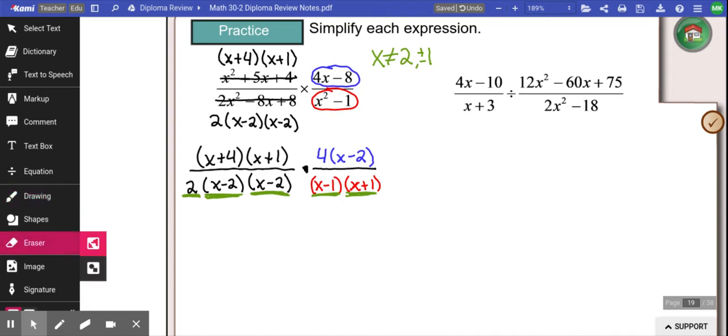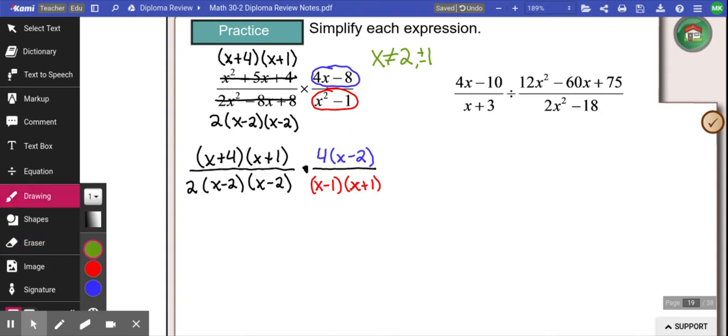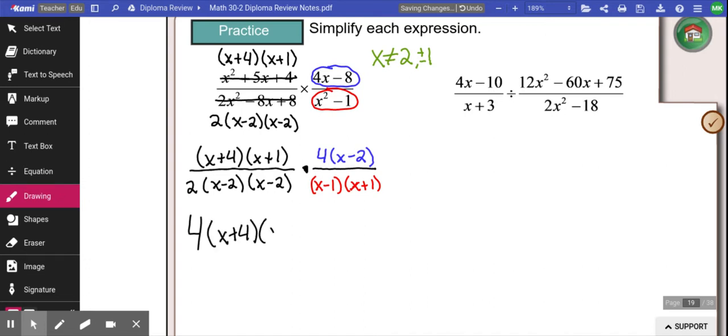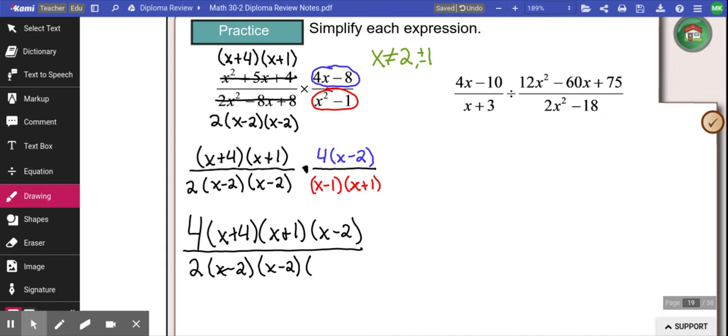Step 3, simplify. Simplify means write as one fraction and then reduce that fraction. On the top, I can write that as one fraction. Monomials go with monomials. The 4 is just going to be by itself. Binomials just all get written out. So I have x plus 4, x plus 1, x minus 2. In the denominator, monomials go with monomials. So 2 is still there. Then I have x minus 2, x minus 2, x minus 1, x plus 1.